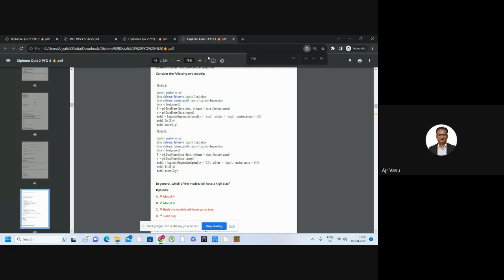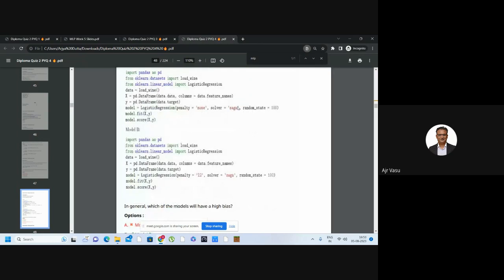What do you want actually? Increase the size. That's all. Okay.